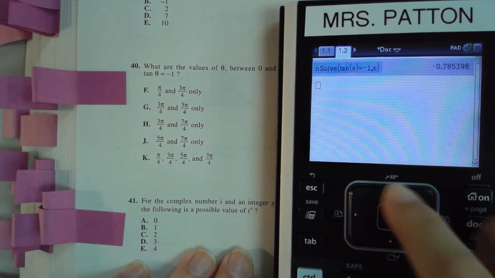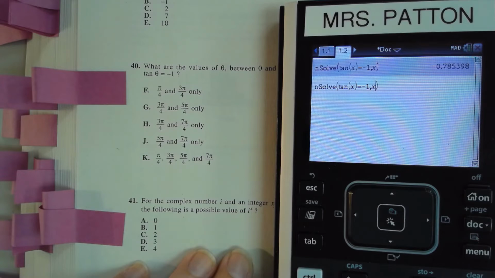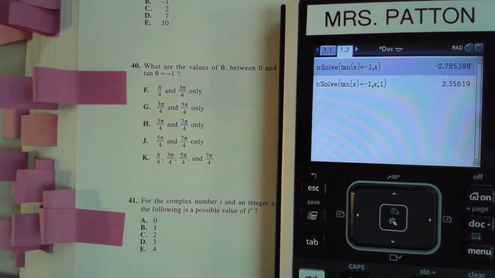So I'm going to go back up. I arrowed up. I'm going to hit enter, and I'm going to go change that. I'm going to say, hey, why don't you look around +1? And there's an answer. So I would write that decimal down.